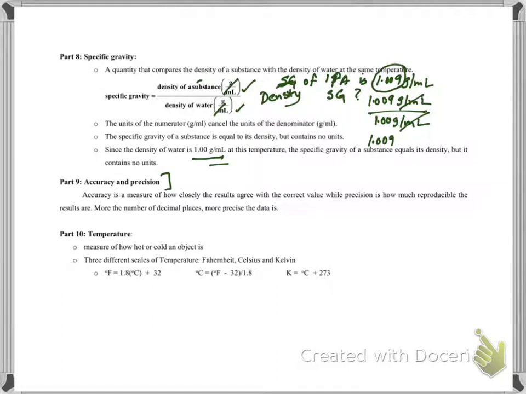This part, accuracy and precision, we're going to discuss in the lab. Temperature is a measure of how cold or hot the object is. Fahrenheit, Celsius, and Kelvin are the 3 different scales to measure temperature. Now in this one, you can use this formula. If the temperature is given in degrees Celsius, you plug the value here to find the degree Fahrenheit value. If it is given in degrees Fahrenheit, you use this formula to find degrees Celsius, and then you can use this formula to convert degrees Celsius into Kelvin.